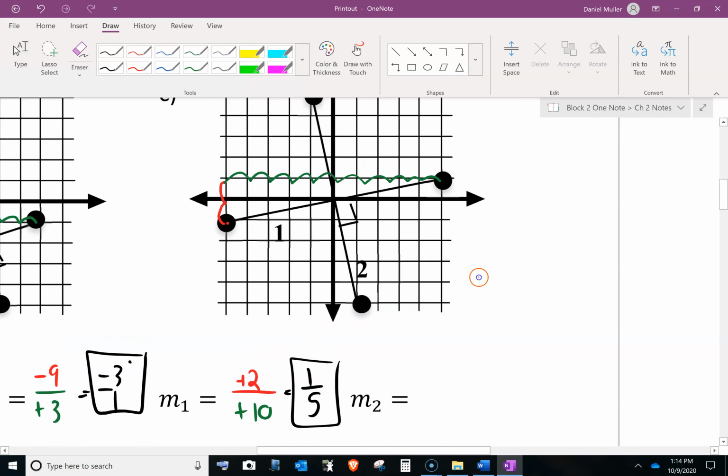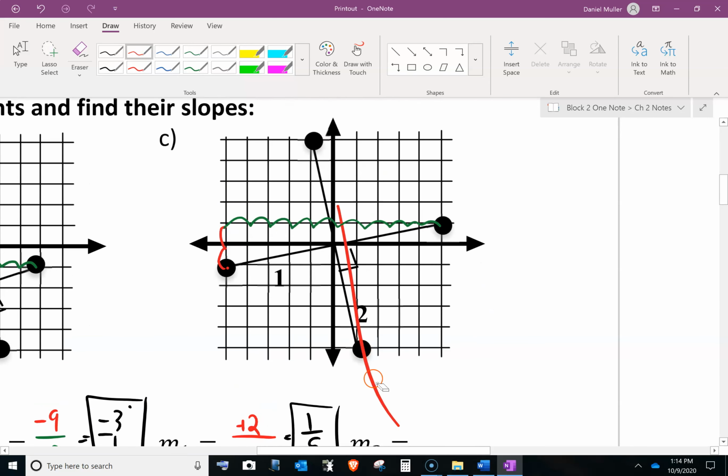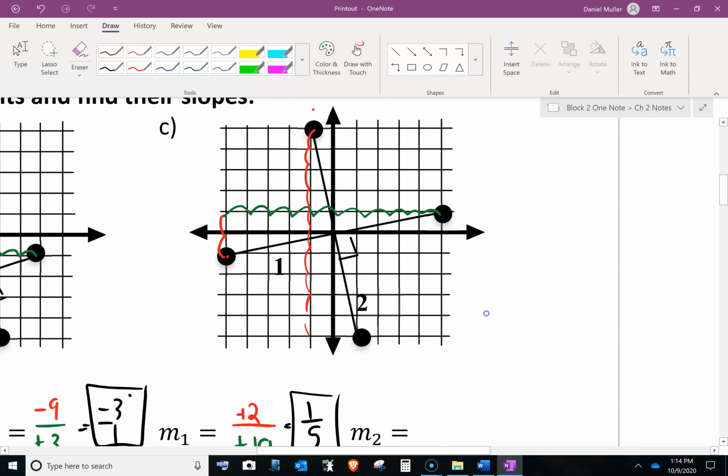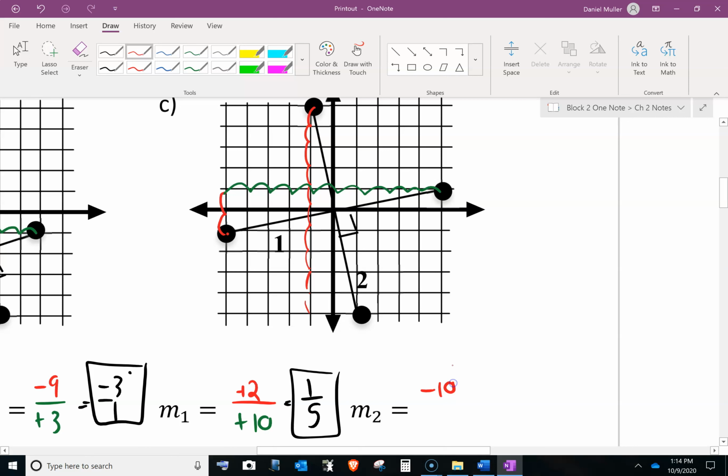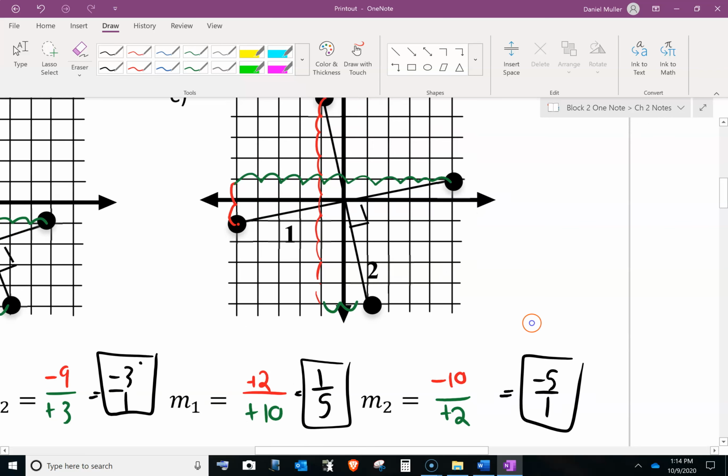And let's take a look at line number 2 here. And I will start up here, and I will go 1, 2, 3, 4, 5, 6, 7, 8, 9, 10. So it looks like 10 down, so minus 10 is my rise. And I'm going to run 1, 2 to the right. So if I reduce that, I'll get a negative 5 over 1, and that's it. Again, we can confirm that, yes, the fractions are flipped of each other and one is negative.